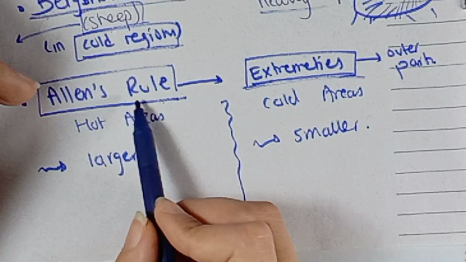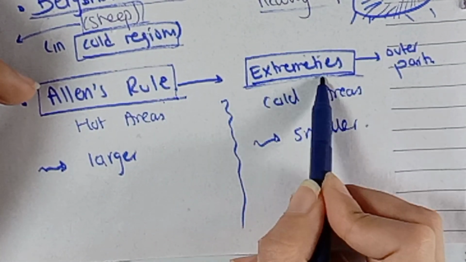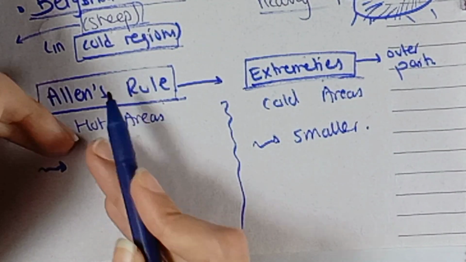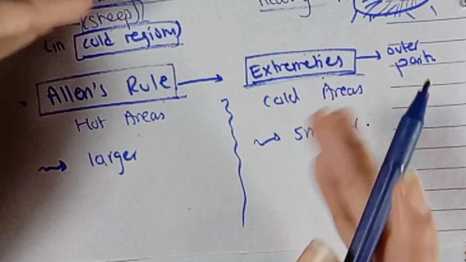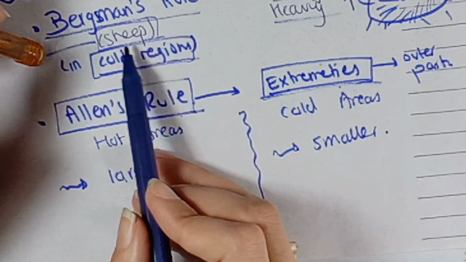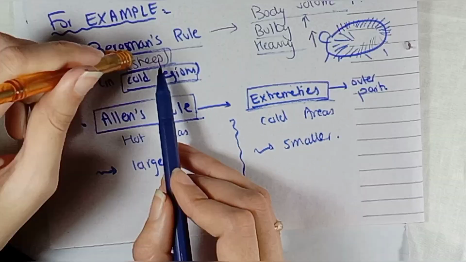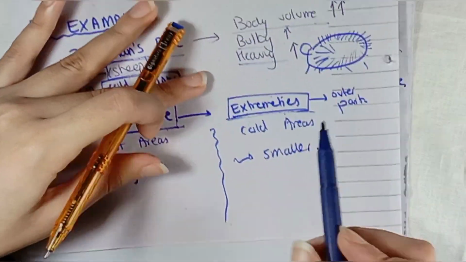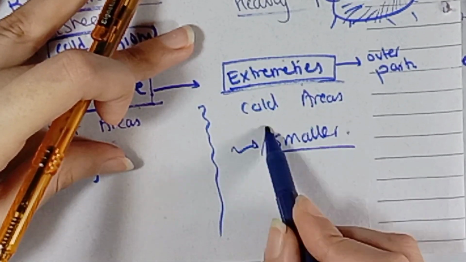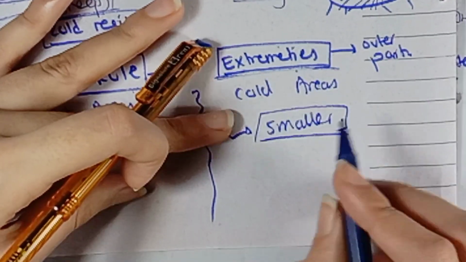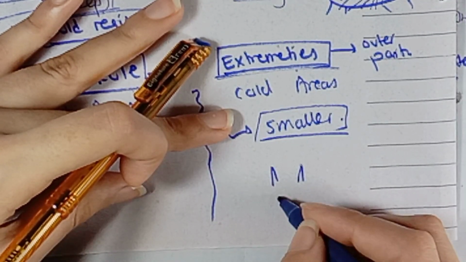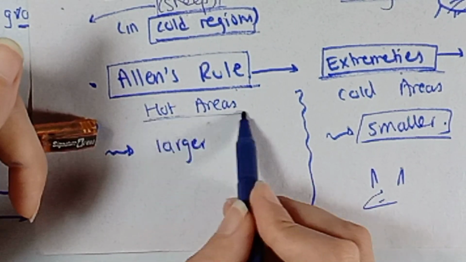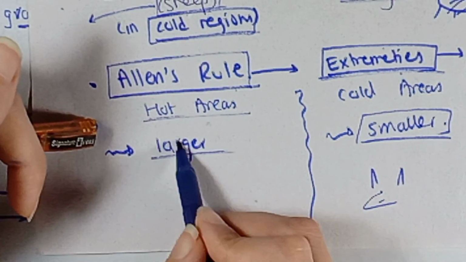So Allen's rule is about the extremities of a species, and extremities vary in the hot areas and the cold areas for the same species. We were talking about sheep. That same species of sheep in the cold area would have small extremities, meaning its outer parts, its ears, its nose and its face would be small. And in the hot areas, the extremities would be larger.